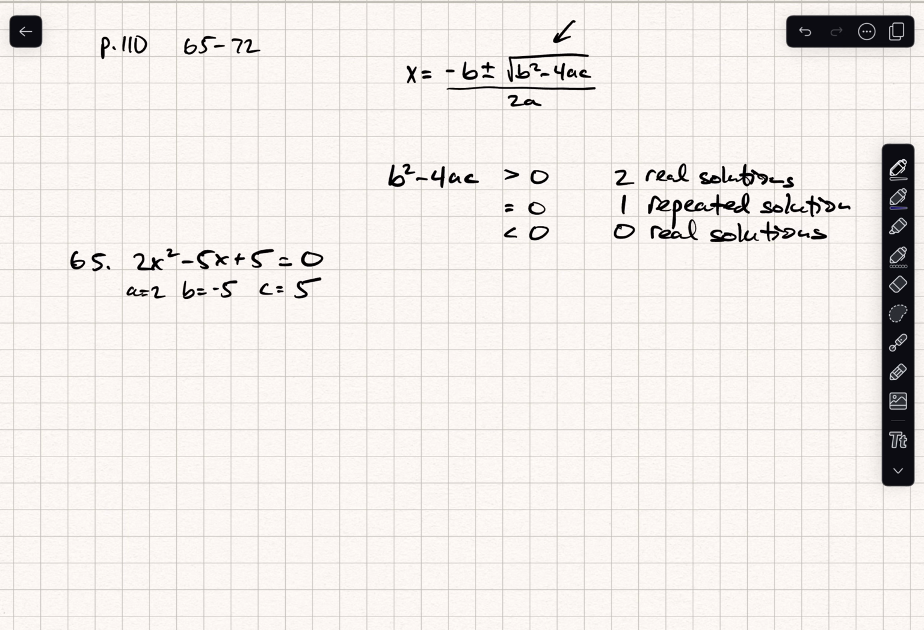So my discriminant is b squared minus 4ac. b squared is negative 5 times negative 5 is 25, minus 4 times 2 times 5, or 40. That is less than 0. So I have 0 real solutions.